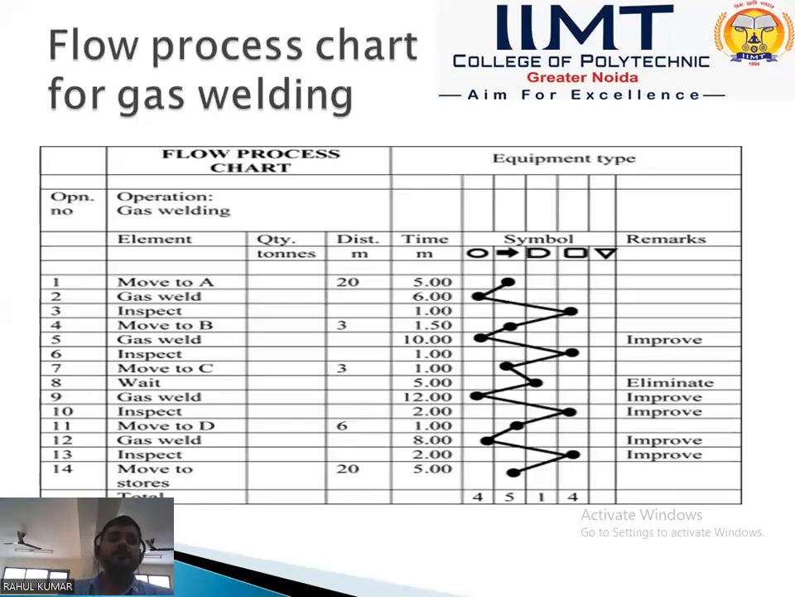Then we are performing gas welding, which is taking 6 minutes. Gas welding is an operation, so it is denoted by a circle.